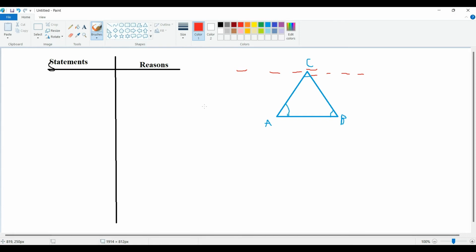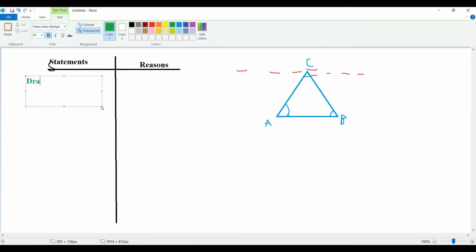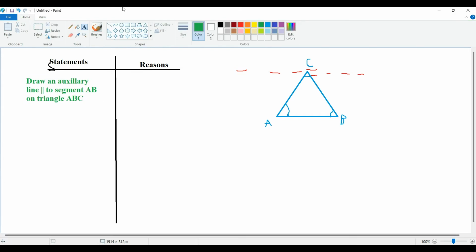It's the first statement. One, you can put in, let's put it in green, a nice bold color. Draw an auxiliary line parallel, so you can actually just put that as a parallel to line AB, or segment AB, on triangle ABC. Right, pretty simple. And then you have the reason for it.